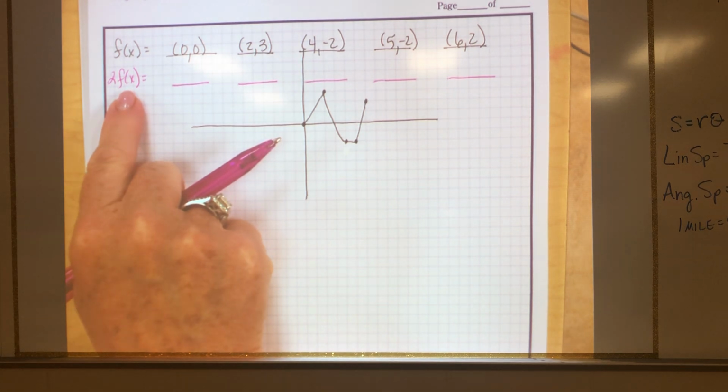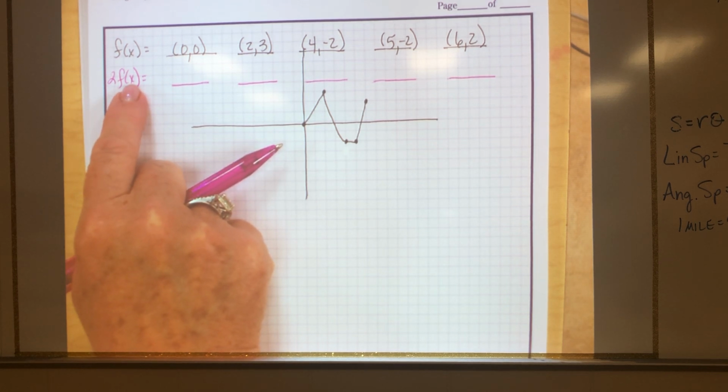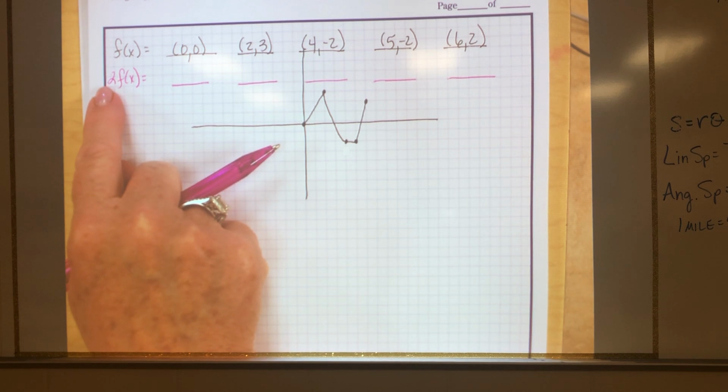So draw my blanks, 5 blanks. Now, look at this transformation. Does anything happen to the x? No, we're not doing anything. It's just x. So, who is this 2 multiplied by?